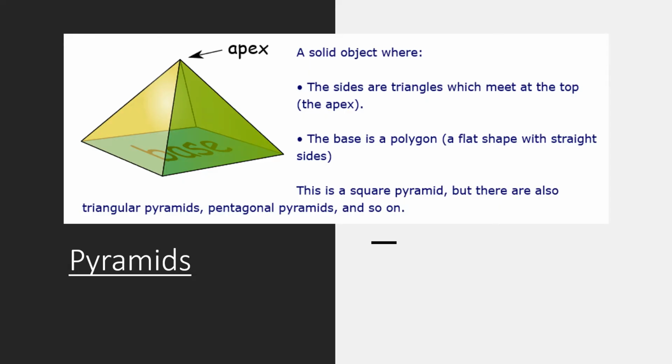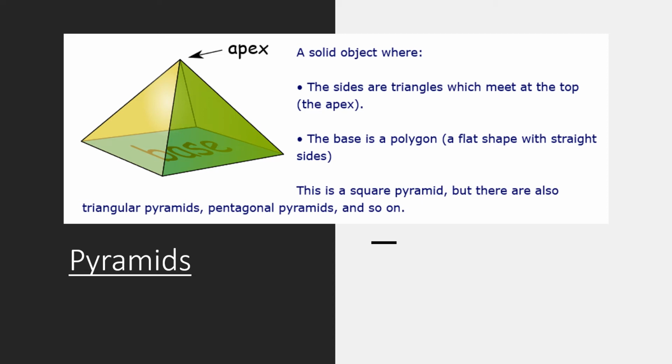So next question, what is a pyramid? Well, the definition is on the screen now. A pyramid is a solid object where the sides are triangles which meet at the top, and the top is known as the apex. That's labelled for you in the diagram on the screen. The base is a polygon, which is a flat shape, a 2D shape, but it has to have straight edges. So for instance, a circle is not a polygon because it has curved edges, but a triangle, a square, a hexagon, all of those are polygons because they have straight edges.